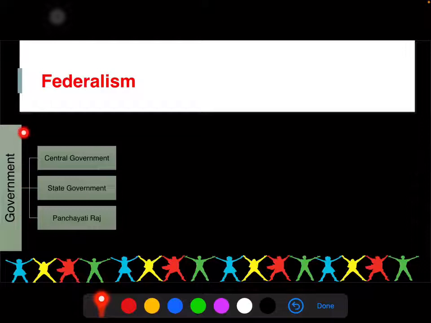Now, here you can see government divided into state government, central government, Panchayati Raj. So, by seeing this, I think you would have got an idea on what is federalism. Okay, what is feder? Feder is group, right? Federal bank, you would have a federal bank. So federal is nothing but a group. Does this give you any idea of what's federalism? Okay, I'll tell you the answer.